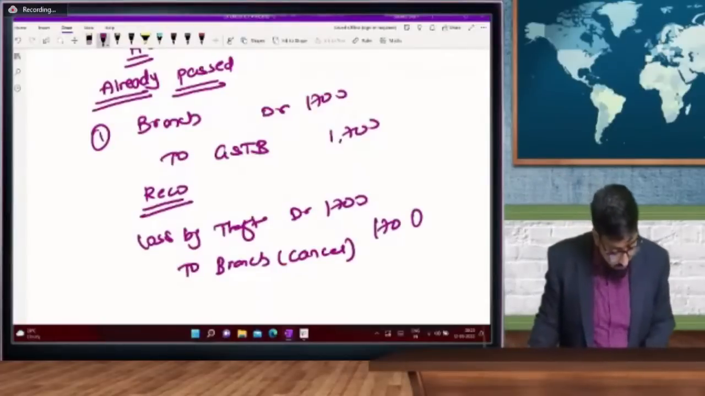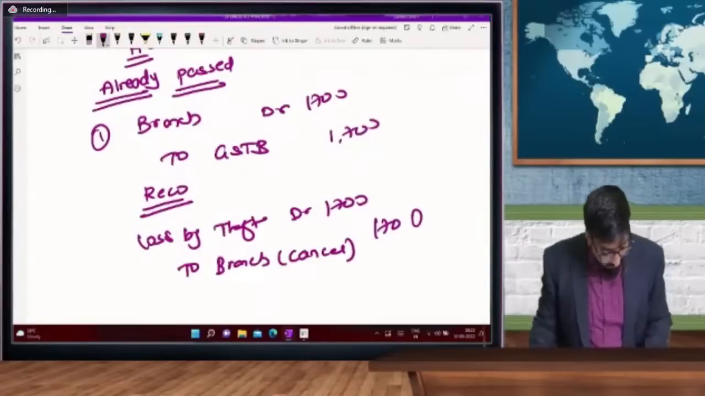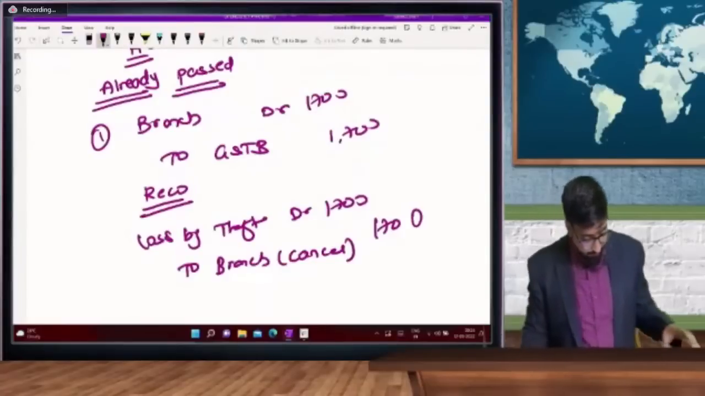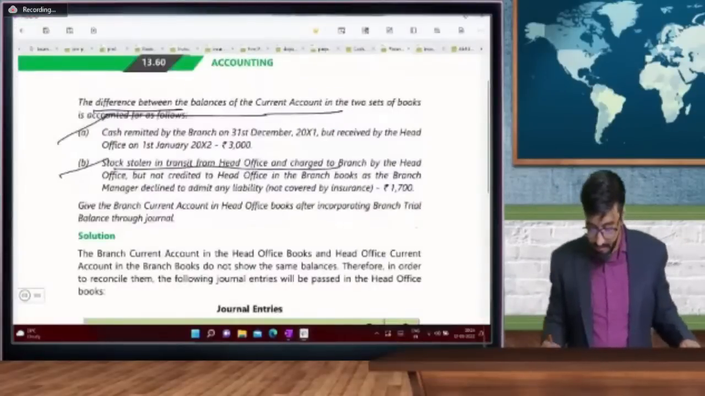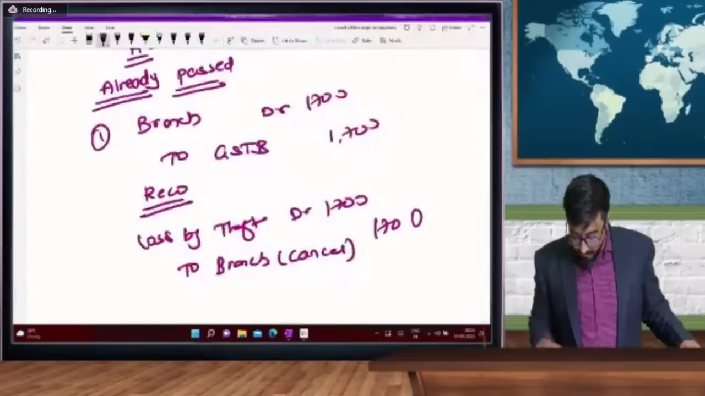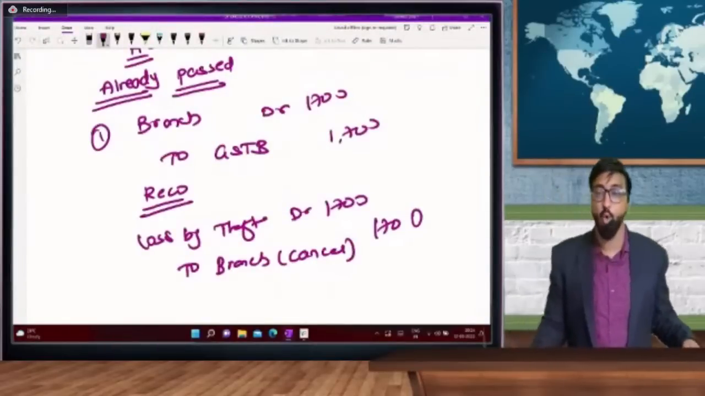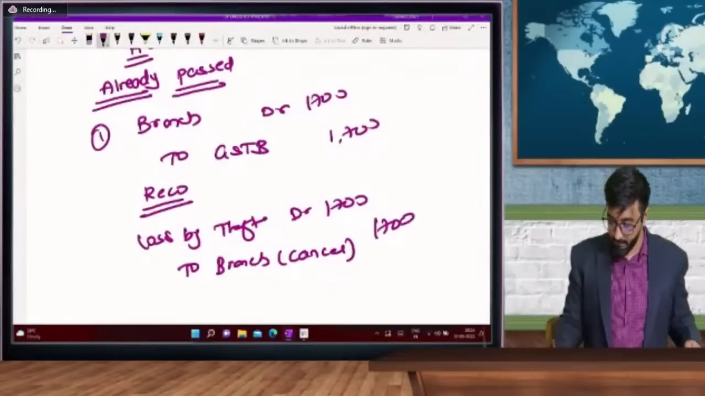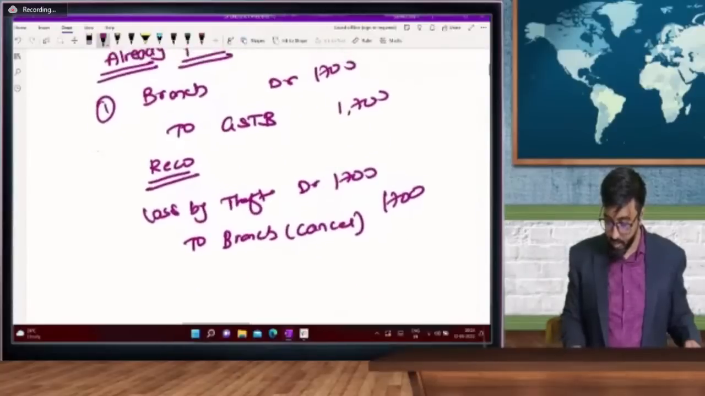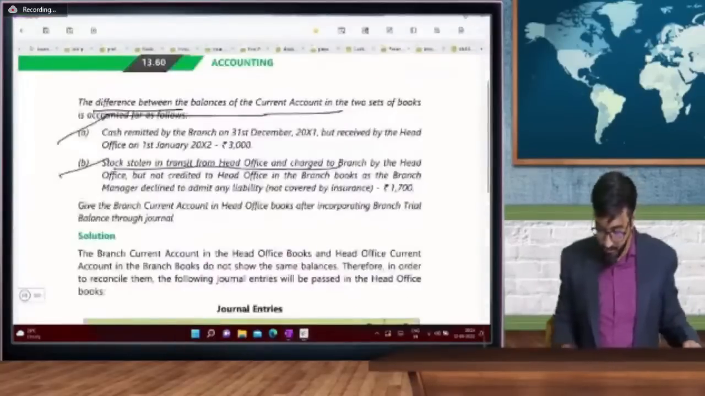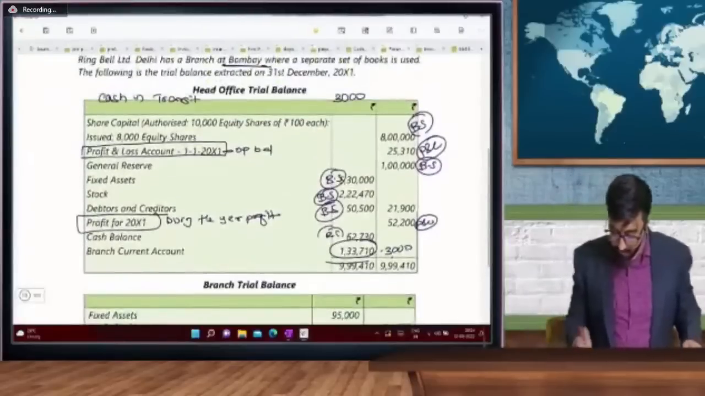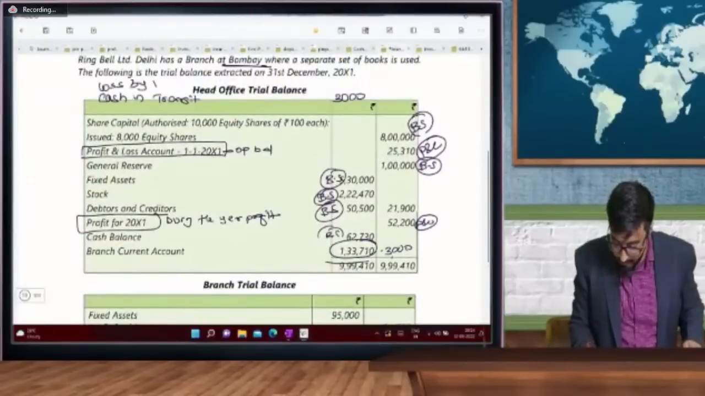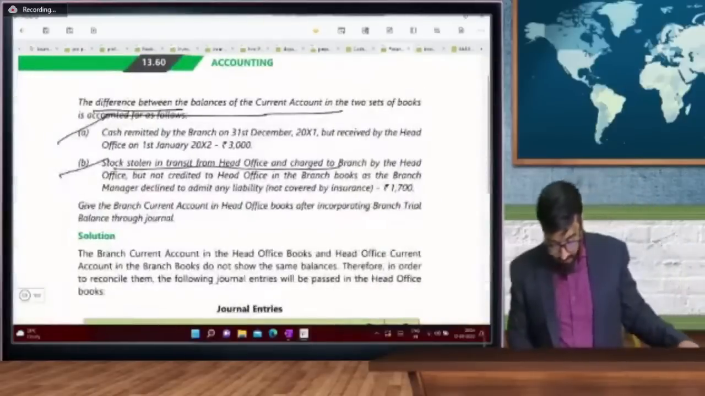1700. Who wrote the answer very fast? In HO's books? Vikas Bansal. Very good. First answer by Vikas for cash in transit. So loss by theft account debit to branch. So what is the entry? Branch account debit to GSTB. And loss by theft: a new item which you are going to write in the profit and loss account. So loss by theft account debit 1700.